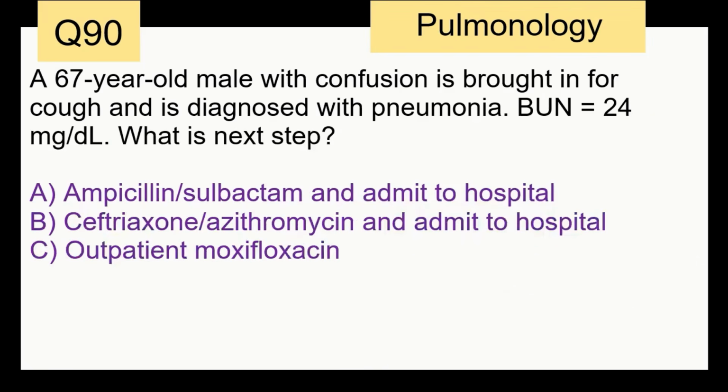90. A 67-year-old male with confusion is brought in for cough and is diagnosed with pneumonia. BUN is 24. What's the next step? Remember, ceftriaxone and azithromycin. Remember, CURB-65. We want to treat the typicals and the atypicals.